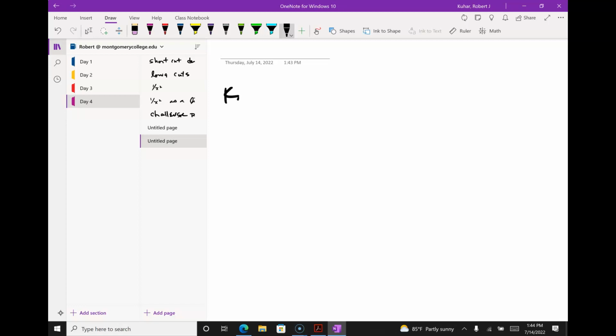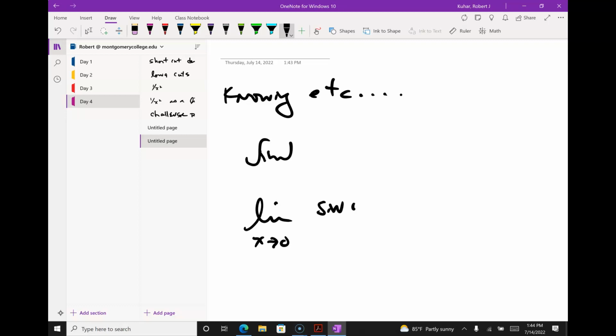So knowing, etc., same problem as before, right? Find the limit as x goes to 0 of sine of 4x over 3 using a trig identity. And of course, you could do it with a theta sub as well on your own, right? Most likely, I would tell you use a trig identity on the quiz on Monday.